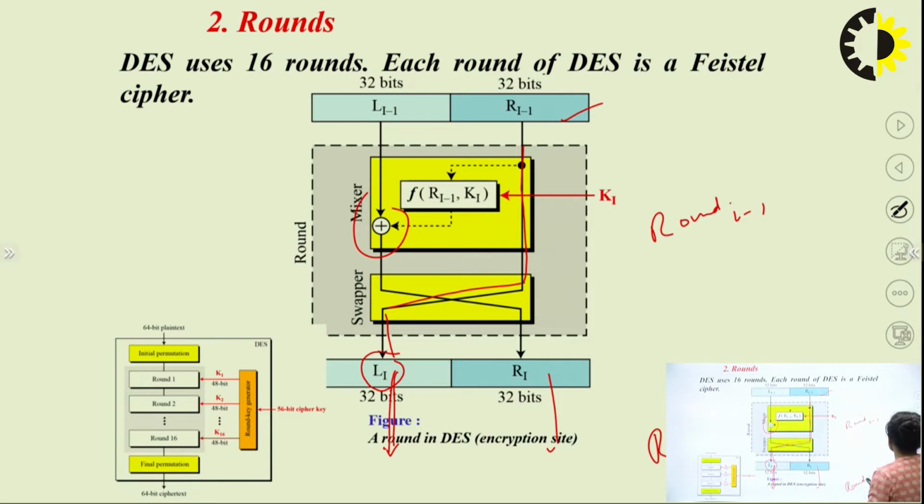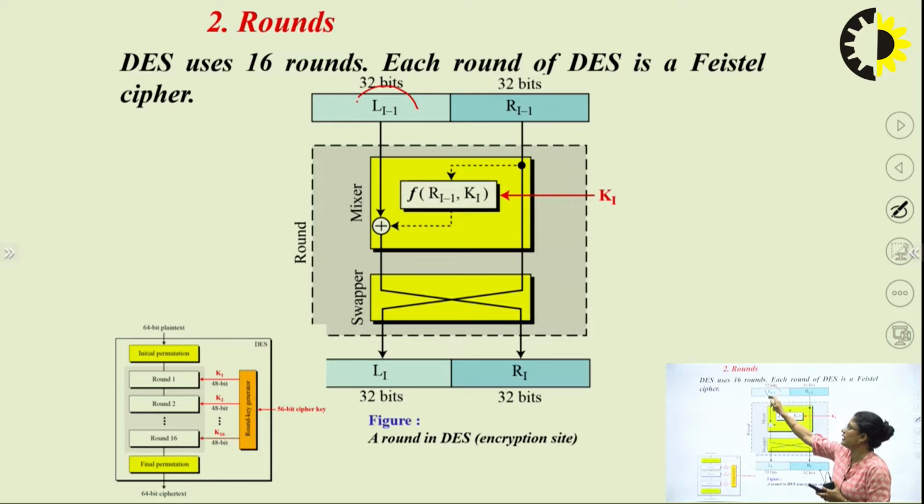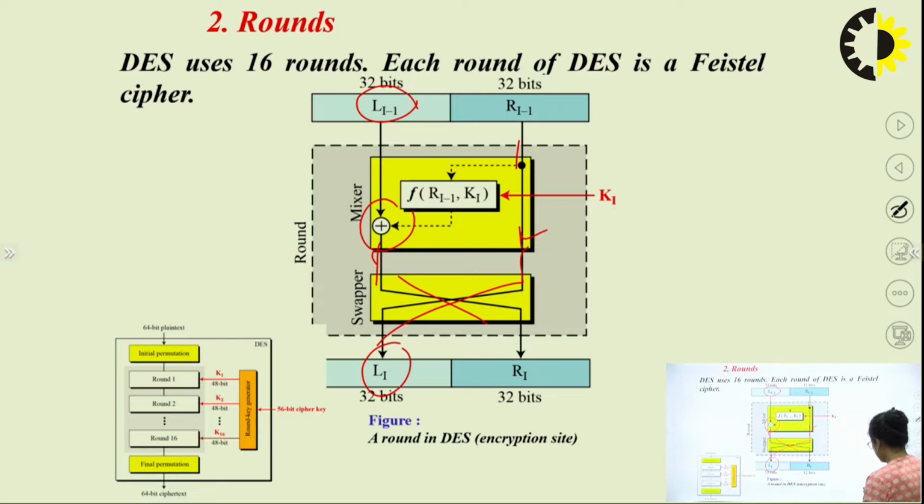So that means in each round, we are taking the left half, we are performing some operations on the left half, and we are coming up with a new bit pattern for the left half, but the right half is unchanged. So after each round, we are swapping the left and the right. Why? Because the right half, which was not being touched upon, will now be worked upon, and it will be converted to a new bit pattern. So this is what happens inside each round.